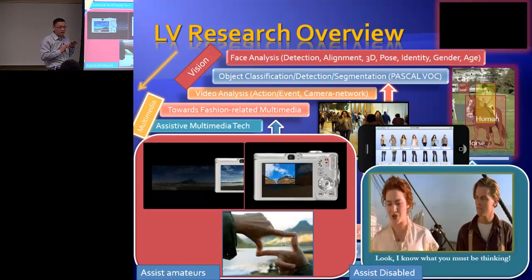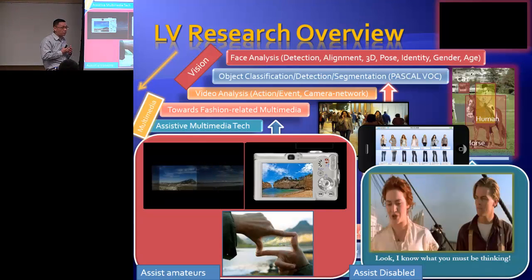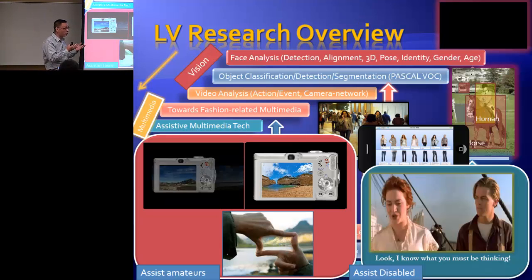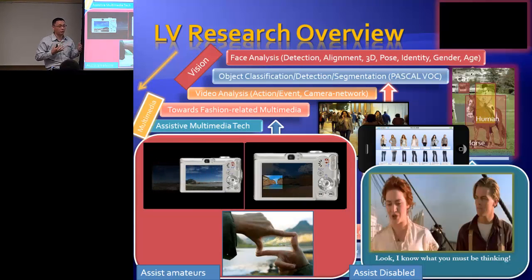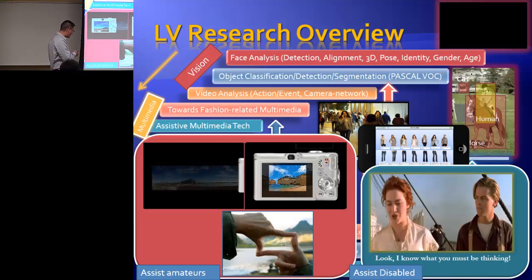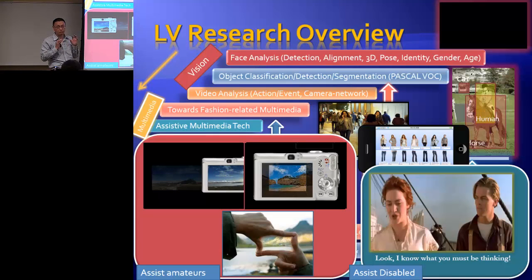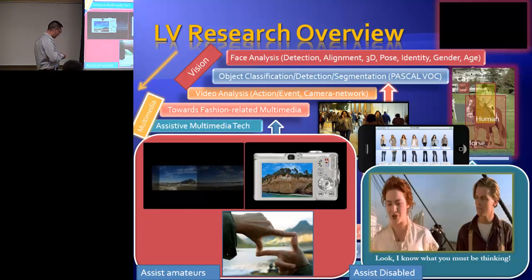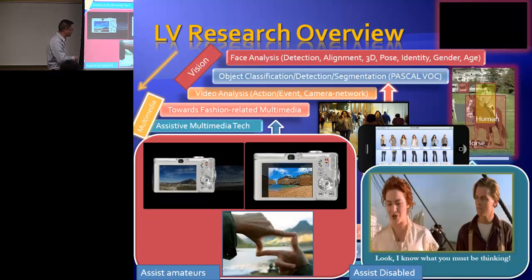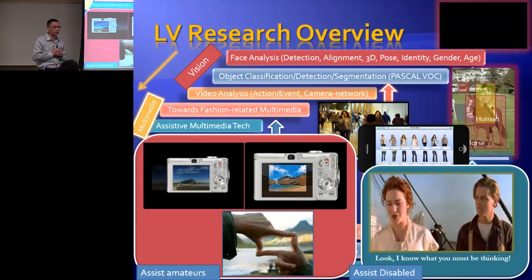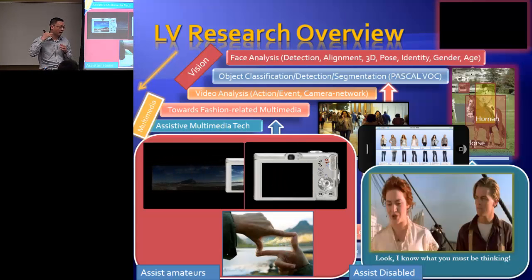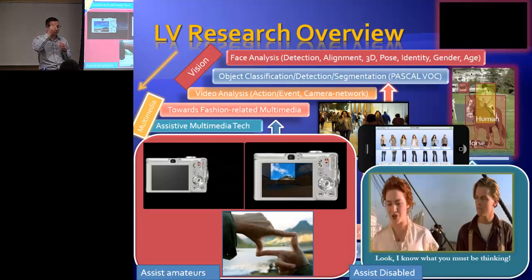What does that mean? Even if I give you a very professional camera, a lot of users do not know how to capture very professional photos. So we expect to develop embedded functions in cameras to assist amateur users to capture very professional photos. And the second direction is to assist the disabled. We focus on 2 types of people: one with hearing impairments, another with vision impairments.